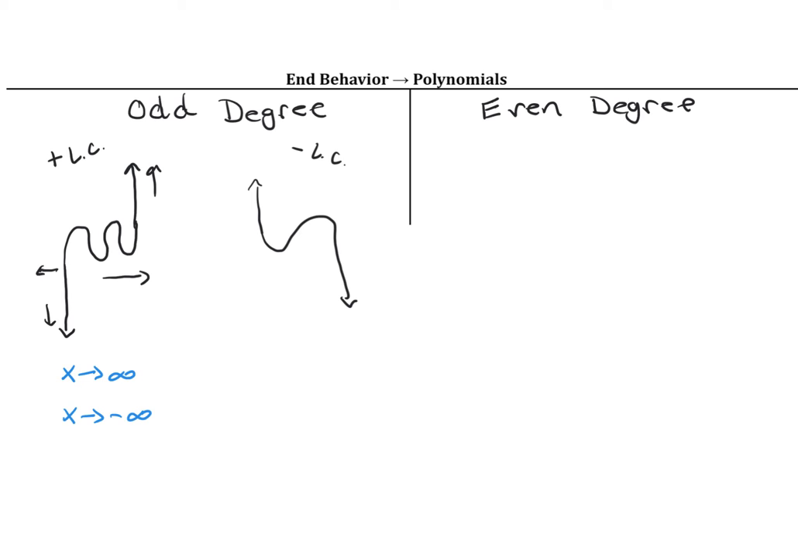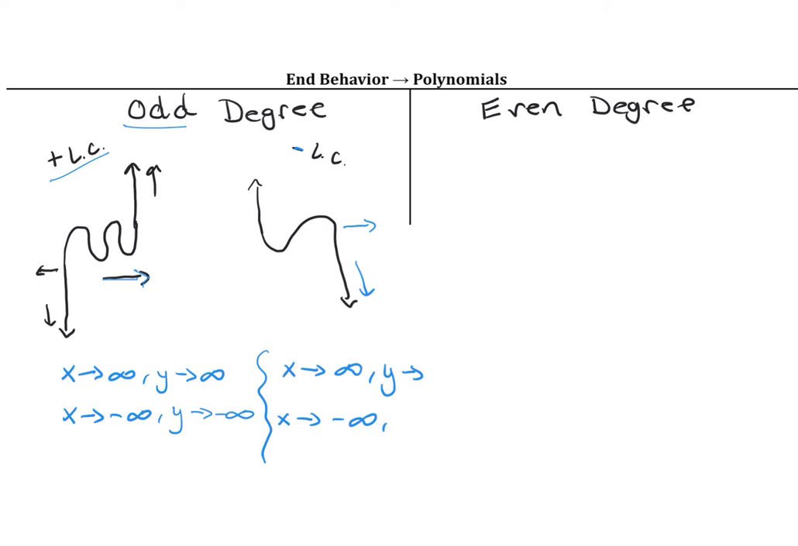So in this scenario, odd degree with a positive leading coefficient, as x approaches infinity, y is also going to approach infinity. And when x approaches negative infinity, y will also approach negative infinity. But when the leading coefficient is negative, it switches. As we're approaching positive infinity, y is approaching negative infinity. And as x is approaching negative infinity, y is approaching positive infinity.